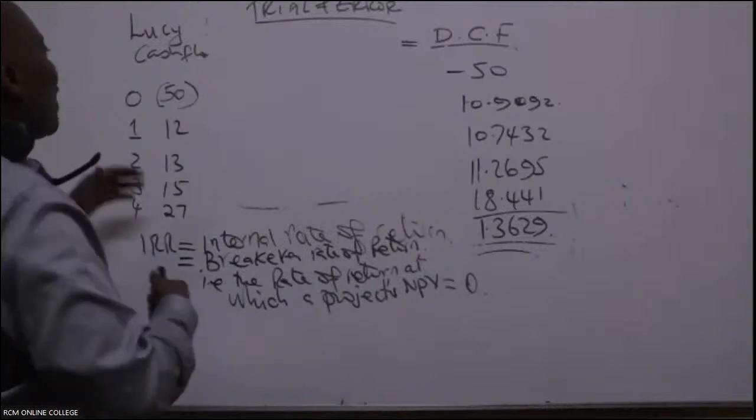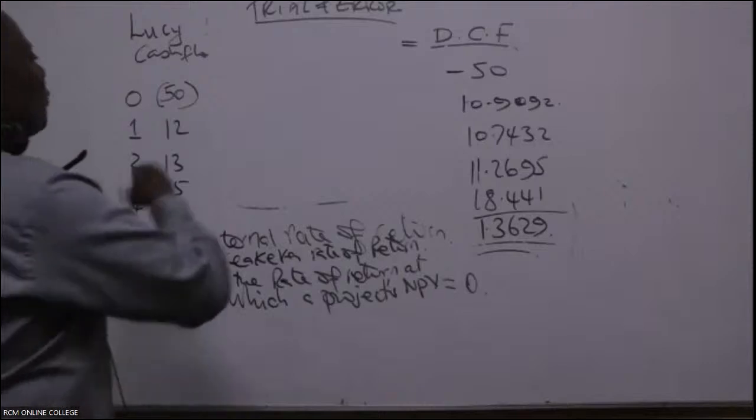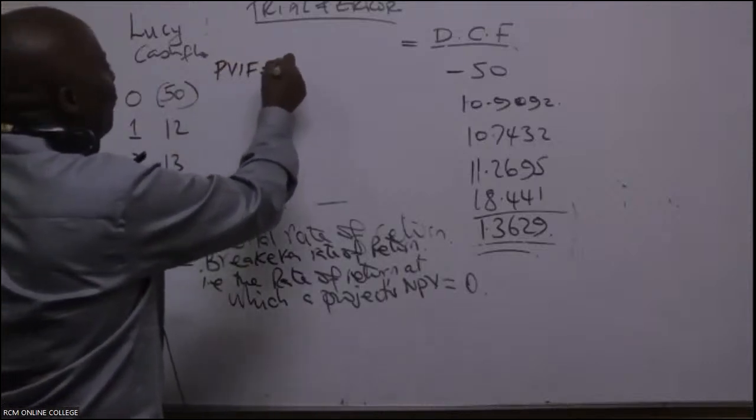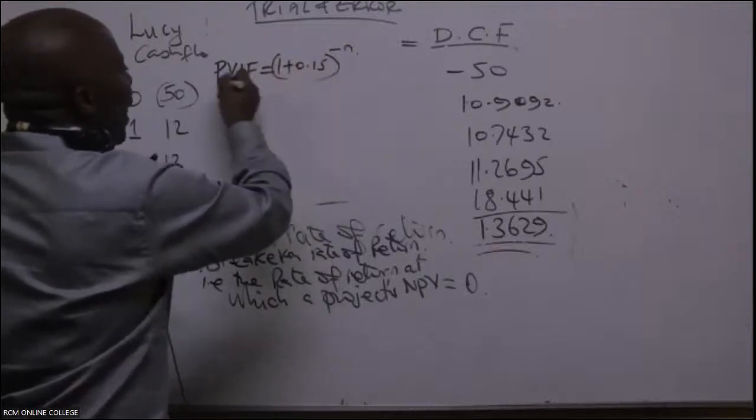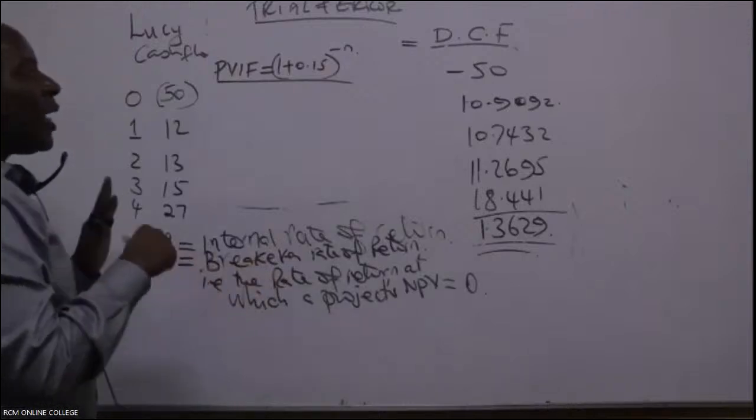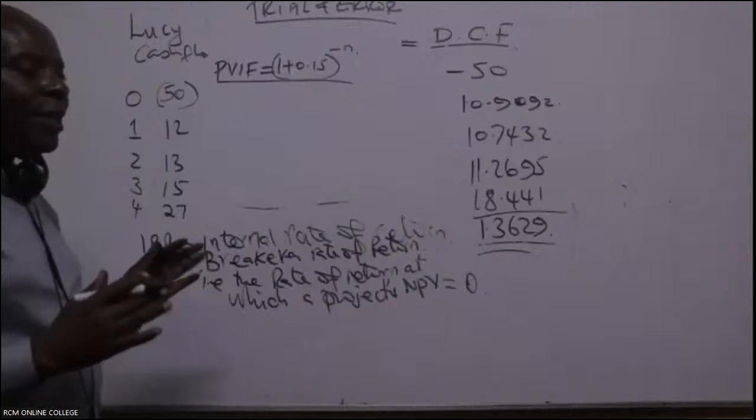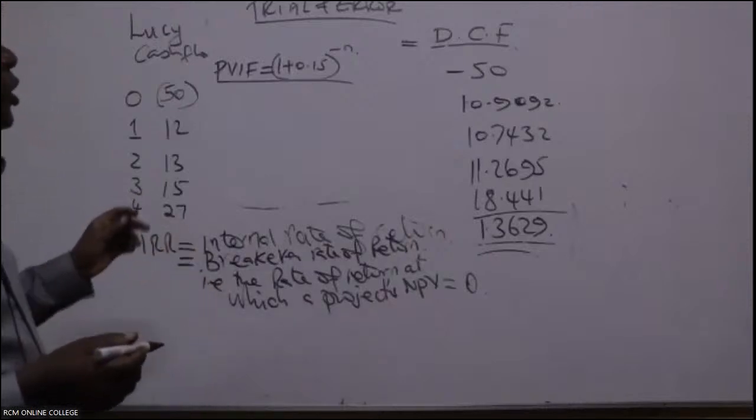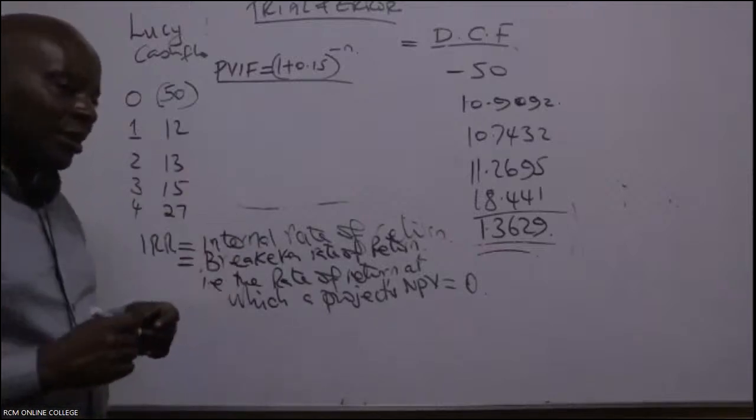So what I would want you to do is copy these cash flows afresh, and then write there PV, 1 plus 15% raised to negative n. Now we are trying a different arithmetic, this time using 15% as the cost of capital. It's trial and error.